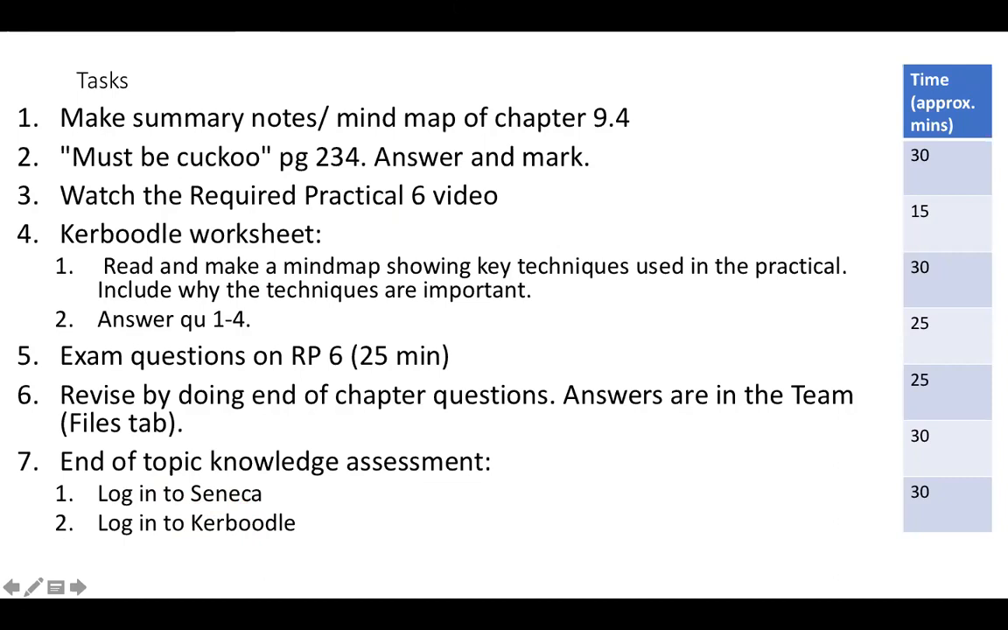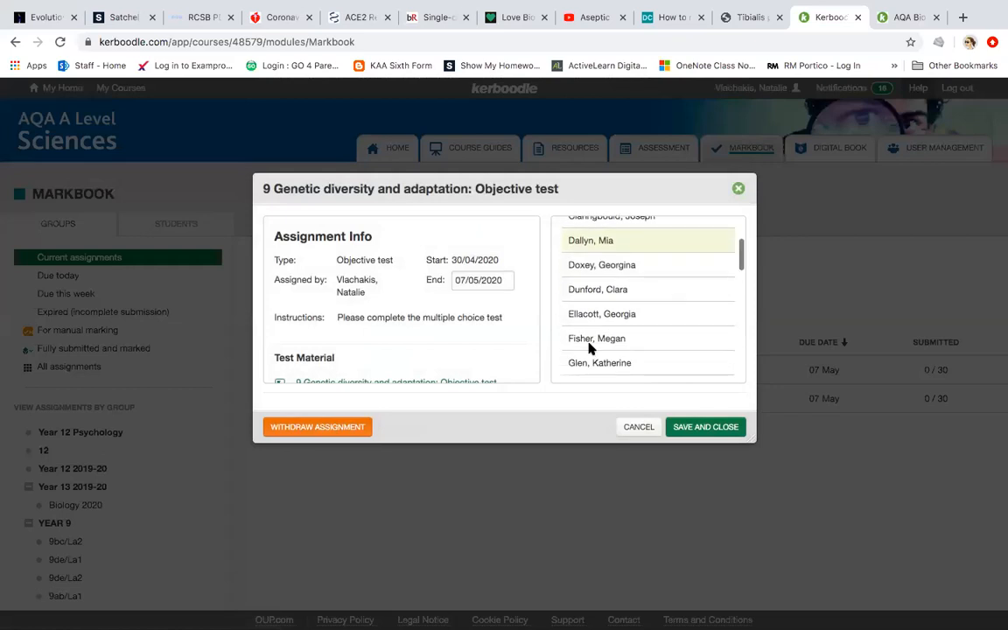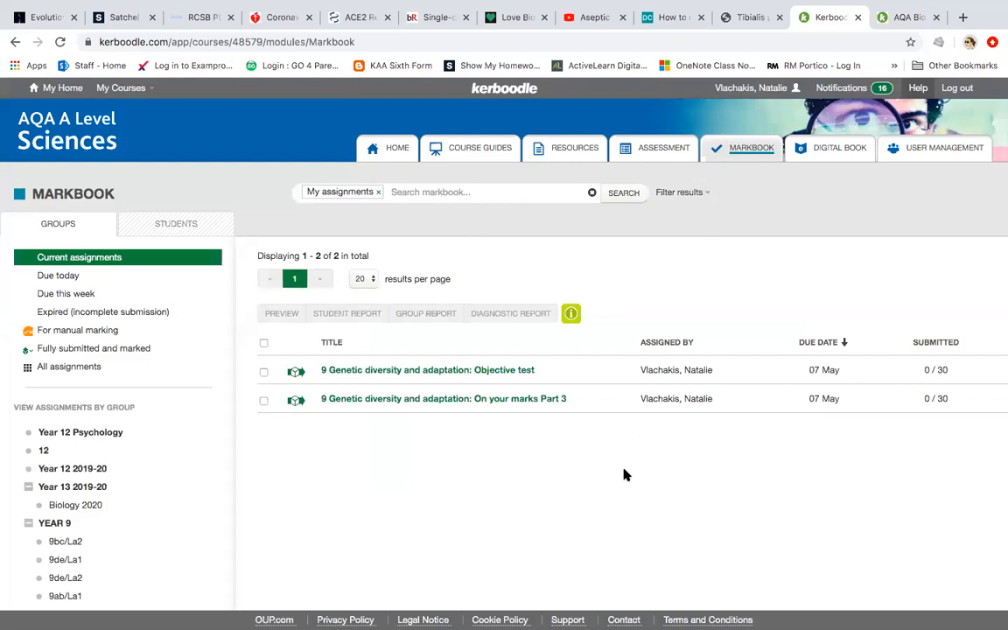So I'm just going to see if I can get to Caboodle to show you what it might look like. Let me just have a look. If I can, here we go. Yes, okay. So this is what the test looks like. Genetic diversity and adaptation objective test. And then the other one is genetic diversity and adaptation on your marks, part 3. So I've set these for you, and then you will need to complete that for me so I can see how you are doing.